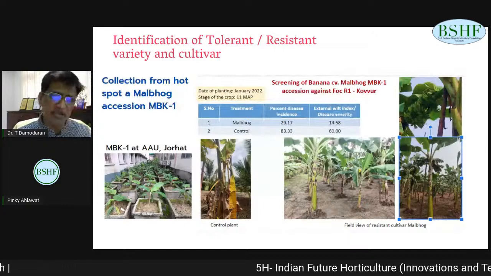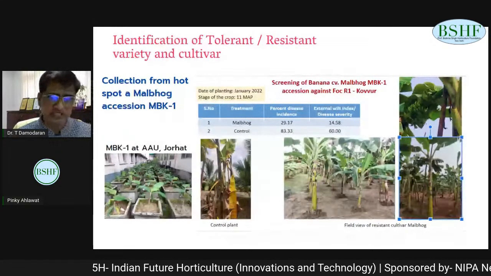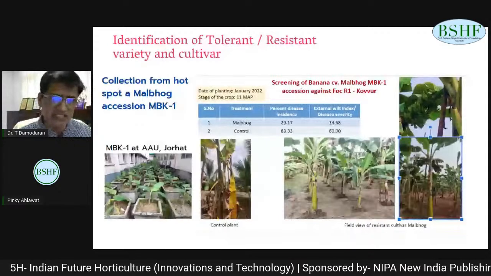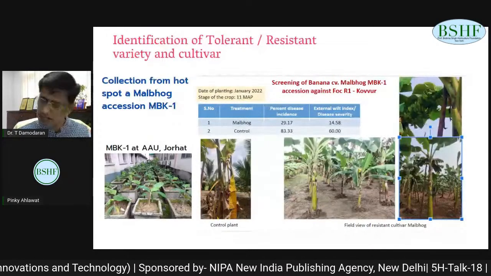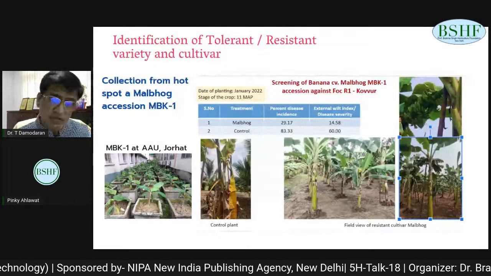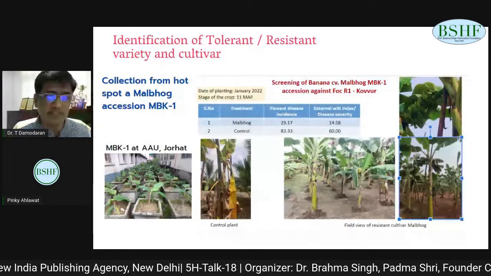And any plant which is very difficult to survive, susceptible plants like Malbog or Mataman or Rastali or Amrutpani, can't sustain more than 3 to 4 months there. It is highly infected with Fusarium and collar rot. So we evaluated in that. This is the sick plot results of the first year, which they had shared with me.